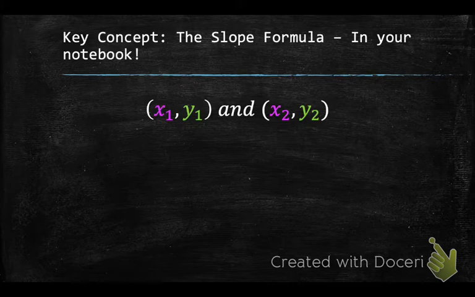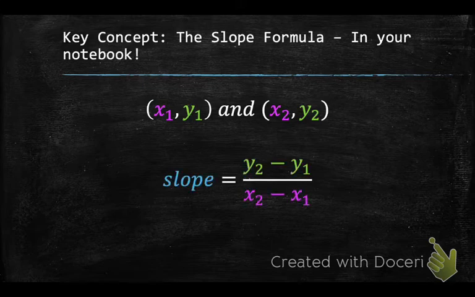That just means that we're defining the first point and we're defining the second point so that when we put in our formula, we do the right thing. So the formula is y2 minus y1 over x2 minus x1. And that will help you find the slope between any 2 points.